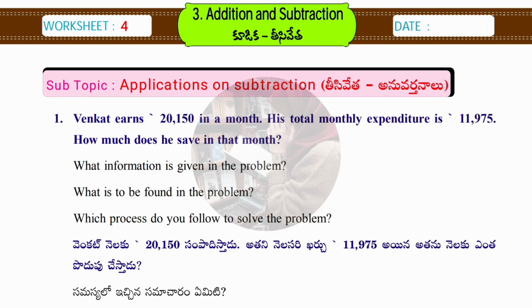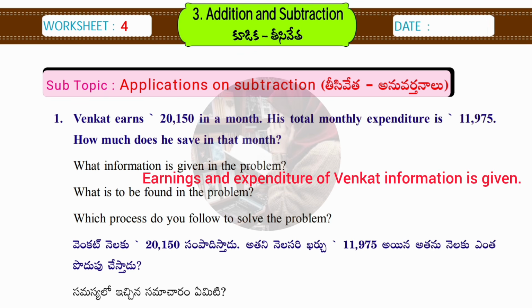Okay, actually, Venkat is a man who earns 20,150 per month. So from his salary, his expenditure is 11,975. Now we have to tell how much does he save in that particular month. Let's see the answer. What information is given in the problem? So, earnings and expenditure of Venkat is given. Next question. What is to be found in the problem? So we have to find the savings of Venkat.